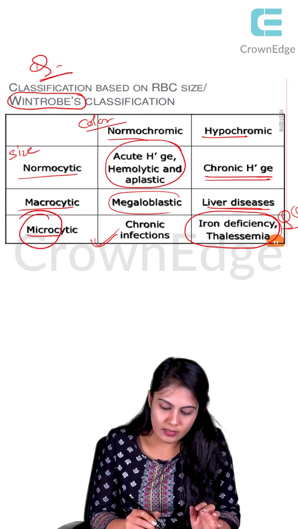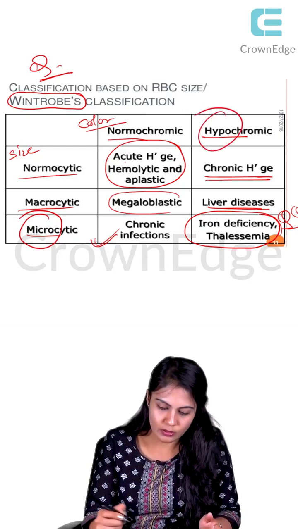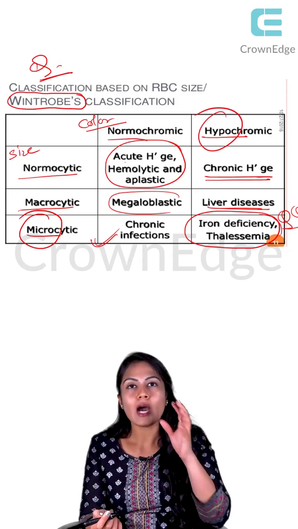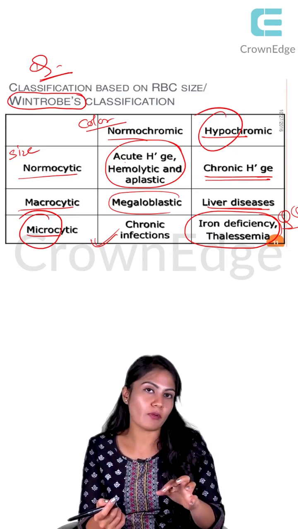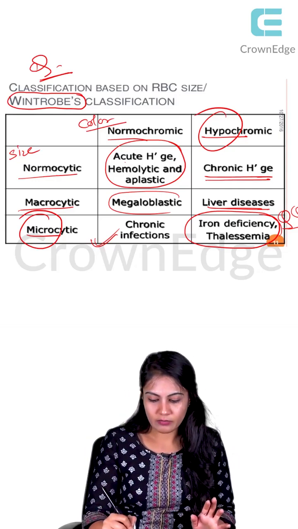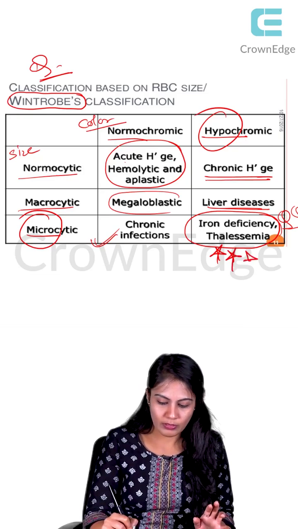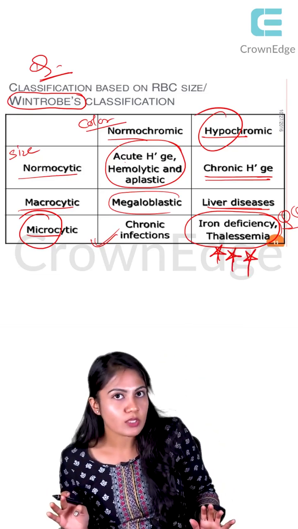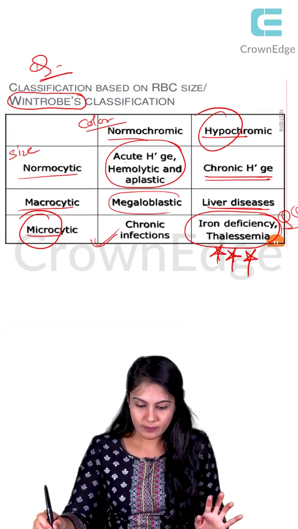Both the size is reduced and the color is also less, right? So hypochromic microcytic type of anemia is seen in iron deficiency and thalassemia. These are very, very important. If you want to remember only one column, just remember that last column, which is very, very important.